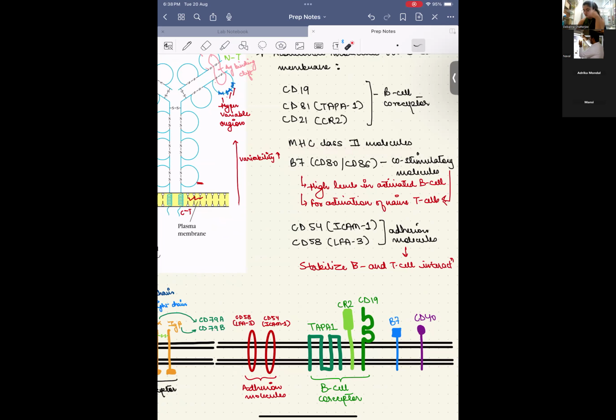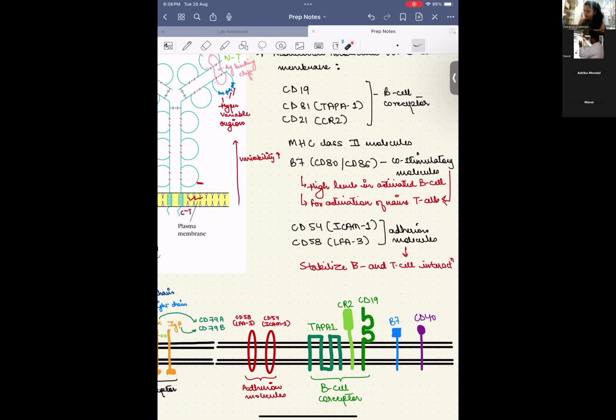So, when this B cell is activated, the number of this B7 and the class 2 MHC molecule is upregulated multiple folds. And this in turn, the interaction of this B7 to the CD28 molecule of the T helper cells is going to further activate the T cells, which is now going to release the cytokines that can determine the fate of the B cells.